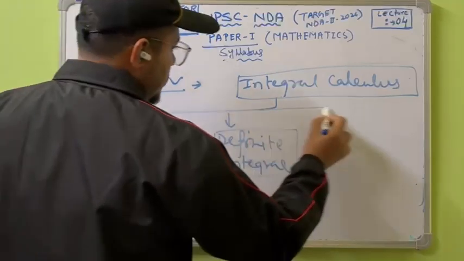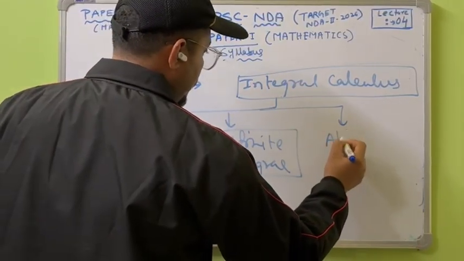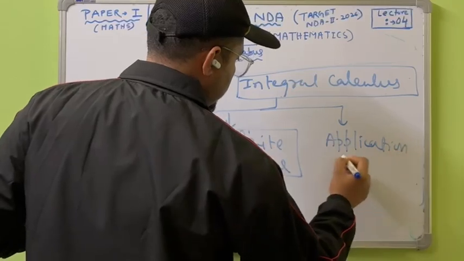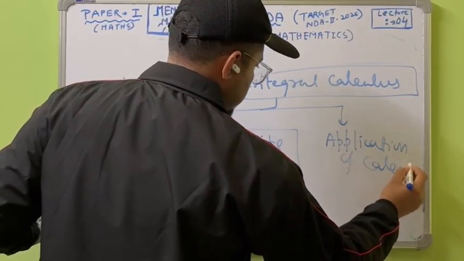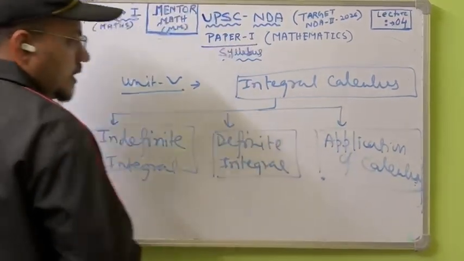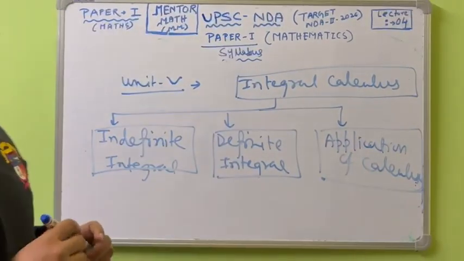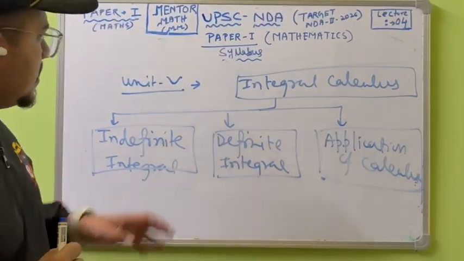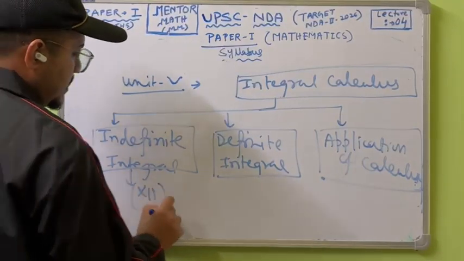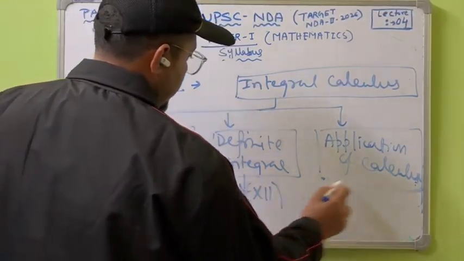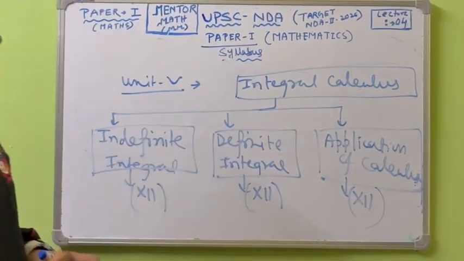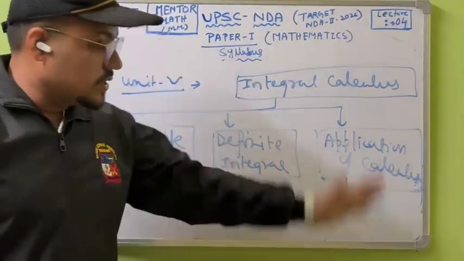And after that you have to study application of calculus, that is actually you have to find the area of curves using the integration process. So this is the integral calculus part that you have to study in your class 12. Okay, class 12 NCERT CBSE, according to your CBSE syllabus. So this is the integral calculus part.